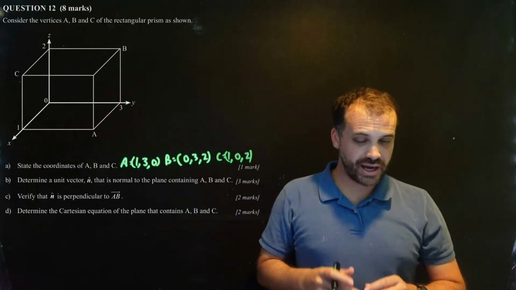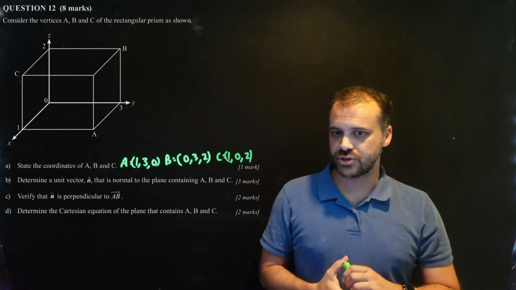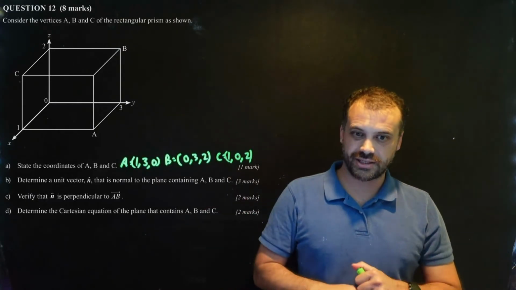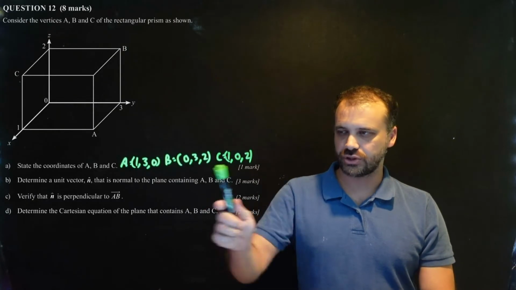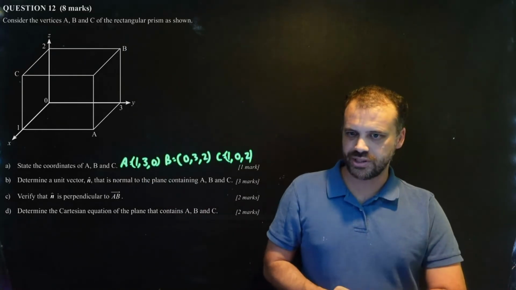All right, that is part A. It is worth 1 mark. Now, a bit hard in the externals. If you make a single mistake here, you're not getting that mark. So you've got to get all 3 of those correct. All right, so part B is the next one.